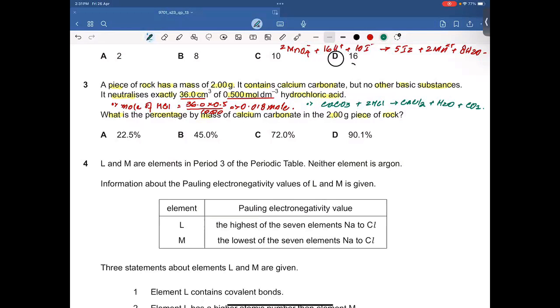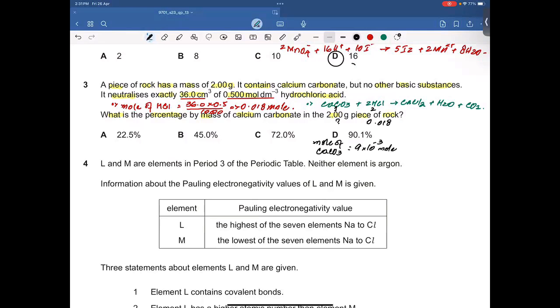Now, we know that we have 2 moles here. We have 1 mole here. If we have 0.018 moles of HCl, how many moles of calcium carbonate are obtained? So we need to divide by 2. So it's going to be 9 into 10 to the power minus 3 moles.